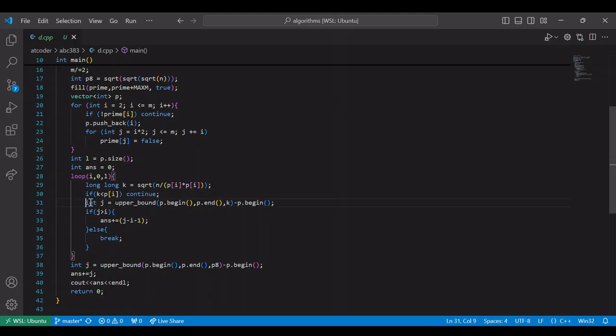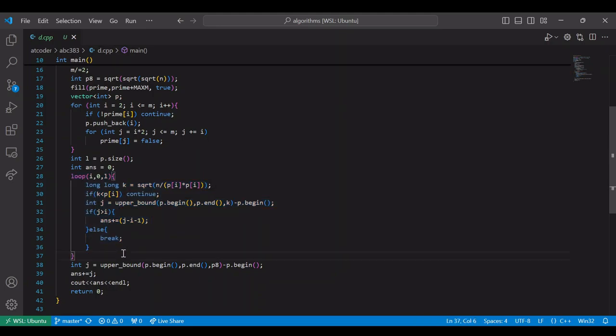So j is the upper bound, and this means that all numbers after j will not work, since when it is multiplied by pi, it will already be greater than n. And so this means that all the numbers in the range of the current number till j will all be possible, and we can just add the number by j minus i minus 1, because we need to minus 1 because we can't have pi multiplied by pi. And if not, this means that pi is already too large for any other prime to be matched with it. And so we can break out of the loop.